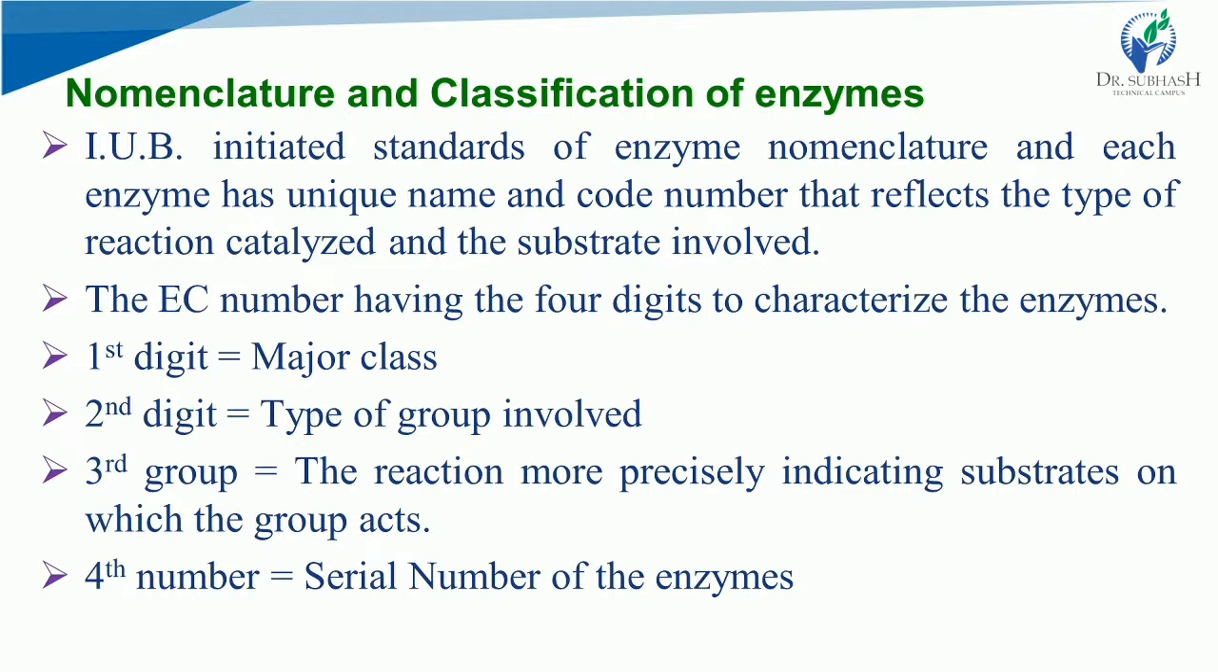Enzymes have a unique name and code number, right? So this enzyme commission number will have 4 digits. The first digit is the major class to which the enzyme will belong. The second digit is the type of group that is involved, and the third is the reaction, more precisely indicating the substrate on which the group acts, and the fourth is the serial number of the enzyme. Here is the example.